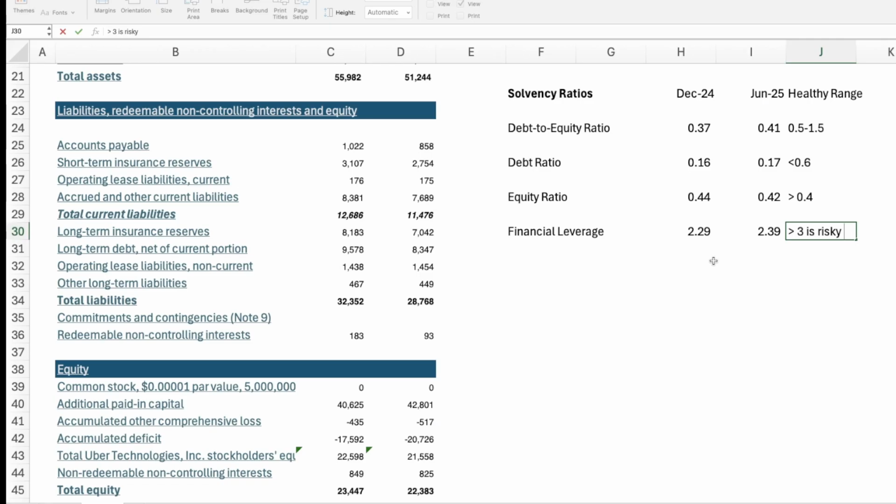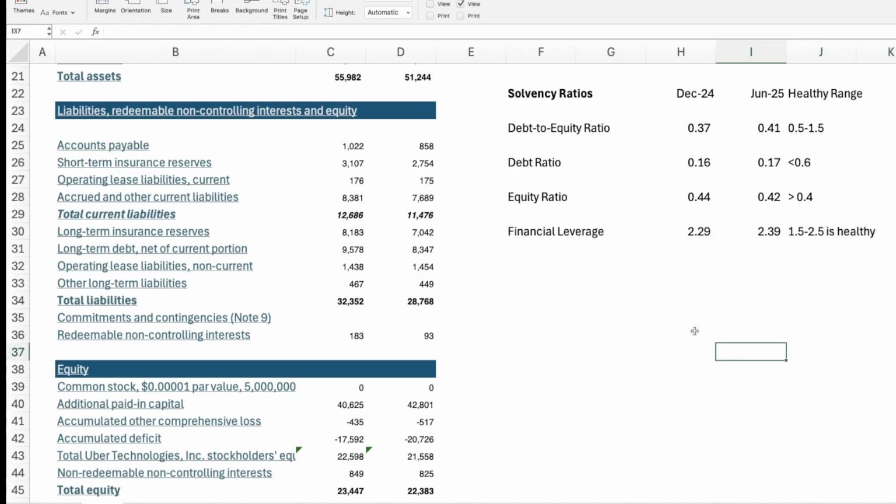The healthy range we would say for this is 1.5 to 2.5. When it's in the healthy range, you'd say this is moderate leverage, and it can boost returns without taking excessive risk. So let's go 1.5 to 2.5 is healthy.